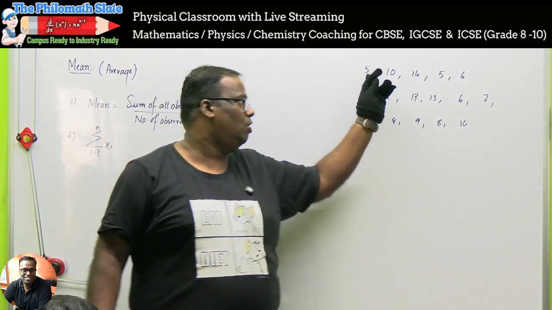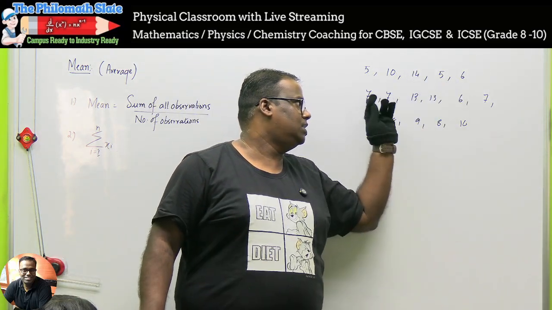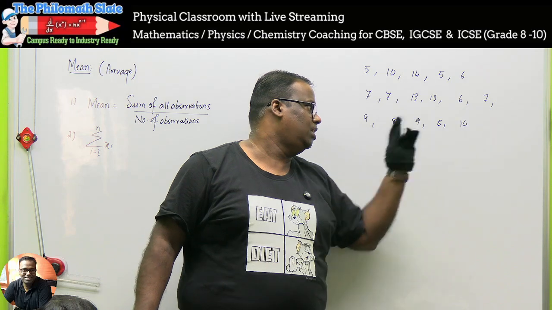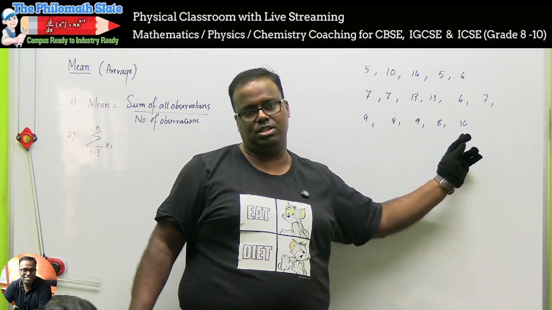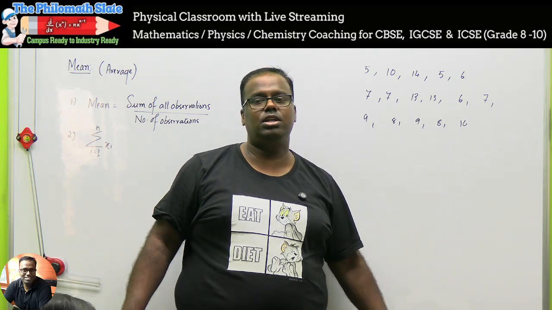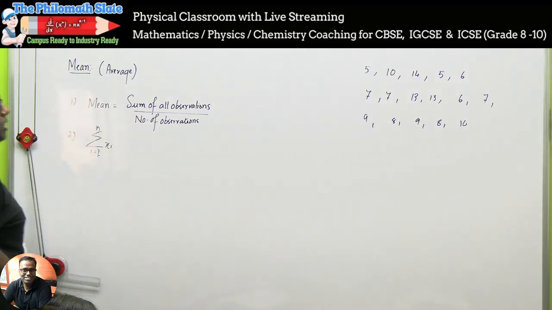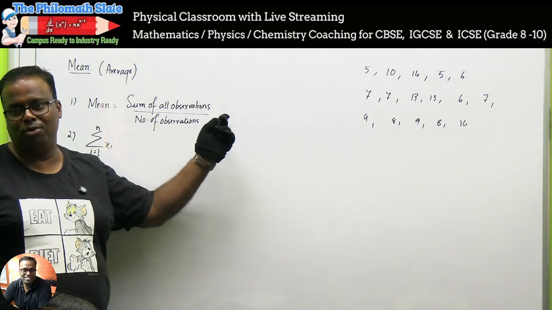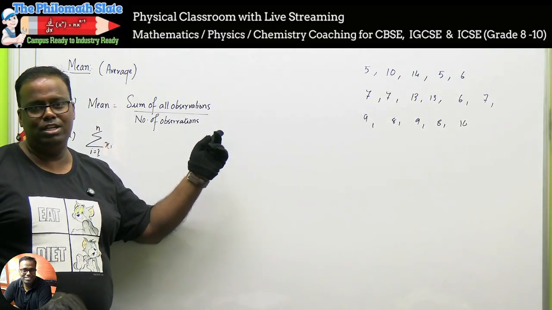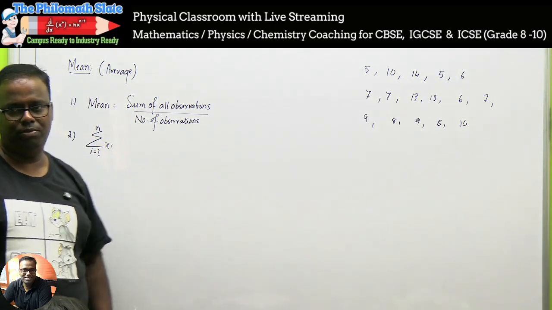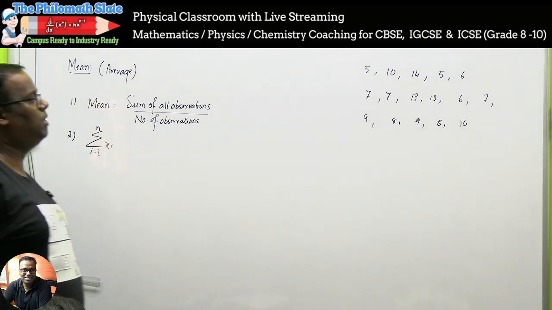How many children? 1, 2, 3, 4, 5, 6, 7, 8, 9, 10, 11, 12, 13, 14, 15, 16. 16 children came. Find the average of these 16 children. So one way is that you go by the laborious way, summing up all the observations and then dividing. Now we will add a little trick to our mathematical calculation.